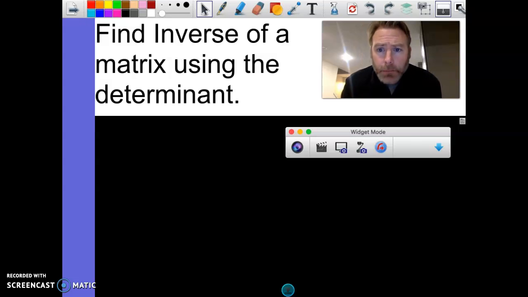Hello, on a journey to solve matrix equations that involve multiplication. So, the big lesson today is to find the inverse of a matrix using the determinant.